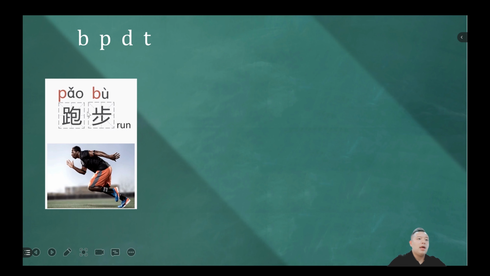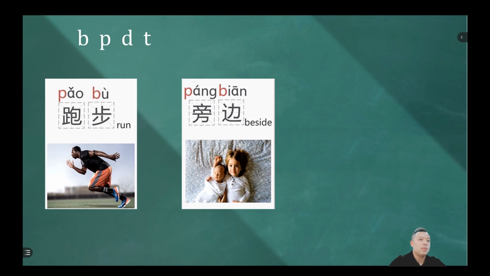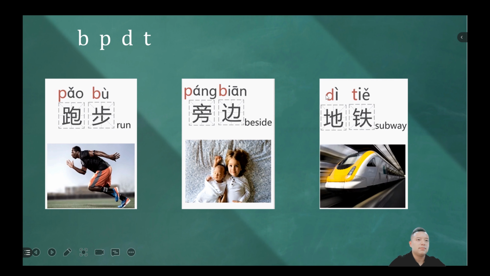Now, look at some new words. 跑步, run, 跑步. 旁边, beside, 旁边. 地铁, subway, 地铁.